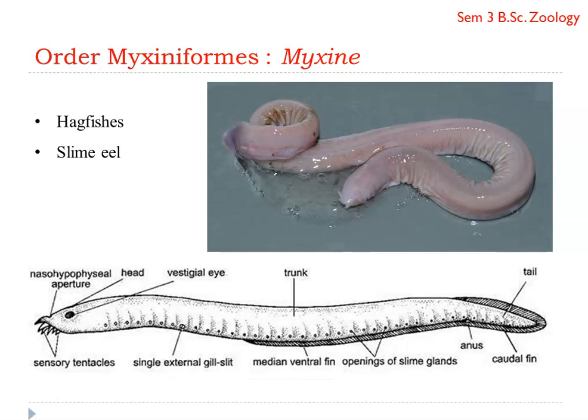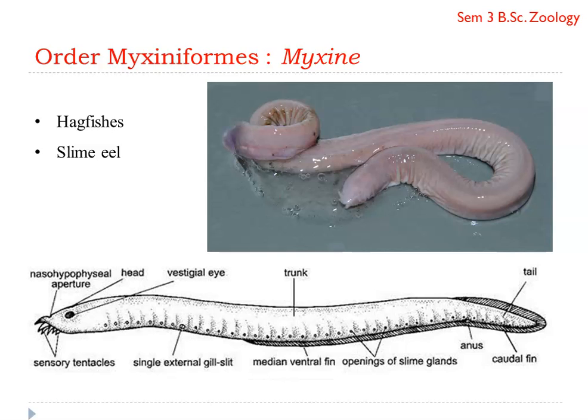So they do have six pairs of gills. The openings of the gill sacs are drawn out into long tubes, and these tubes fuse together to form a single common pore, and this opens outside. So on either side of the pharyngeal region, we have a single external gill slit, so a single pair of external gill openings.